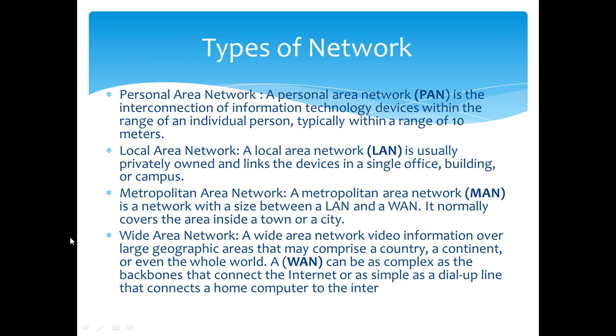The fourth type of network is the wide area network. A wide area network, also called WAN, is larger than the MAN and larger than the local area network. A wide area network covers a large geographical area that may comprise a country, a continent, or even the whole world. A WAN can be complex, as the backbone that connects the internet, or as simple as a dial-up line that can connect a home computer to the internet.